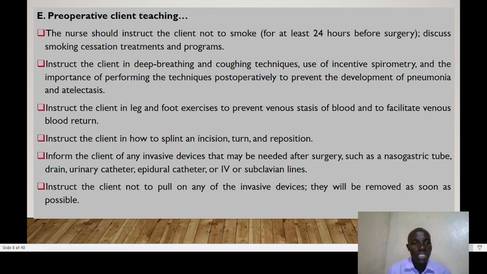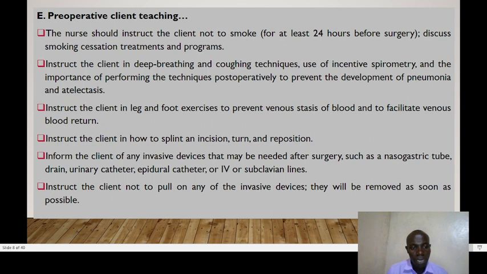You instruct the patient in deep breathing and coughing techniques, use of incentive spirometry, and the importance of performing the techniques post-operatively to prevent the development of pneumonia and atelectasis. You also need to instruct the client in leg and foot exercises, and this will prevent venous stasis of blood and facilitate venous blood return. You also need to instruct the client on how to splint an incision and turn and reposition.